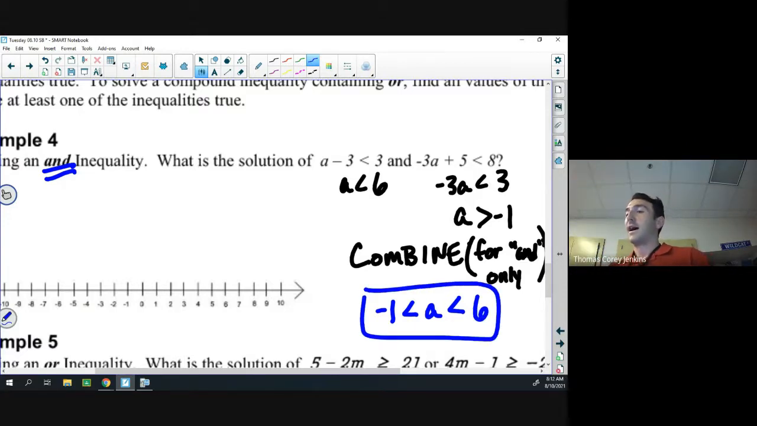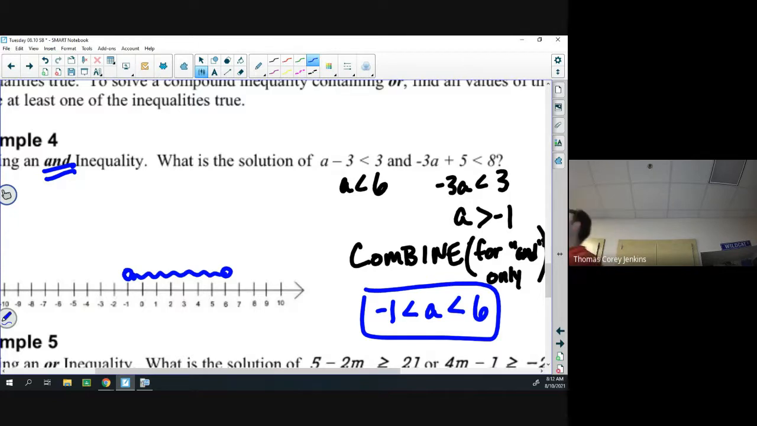Okay, and if you read that variable first, it still says a is greater than -1 and a is less than 6. So let's go ahead and graph that. So greater than -1, so that's going to be open on -1. It's going to be open on 6, and then we're going to shade in between. So just that small part of the number line there, right?